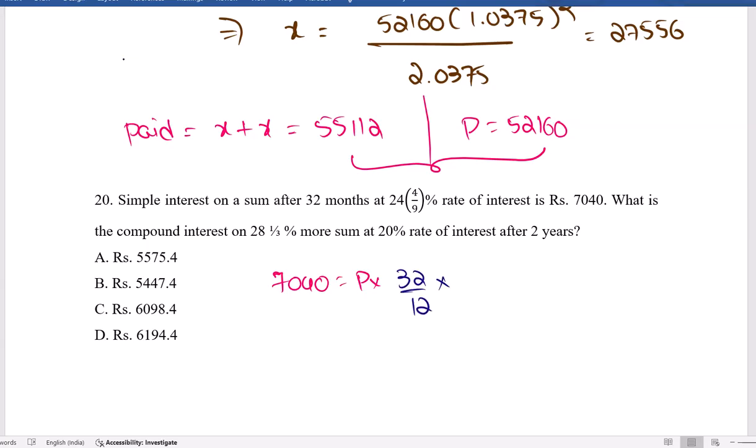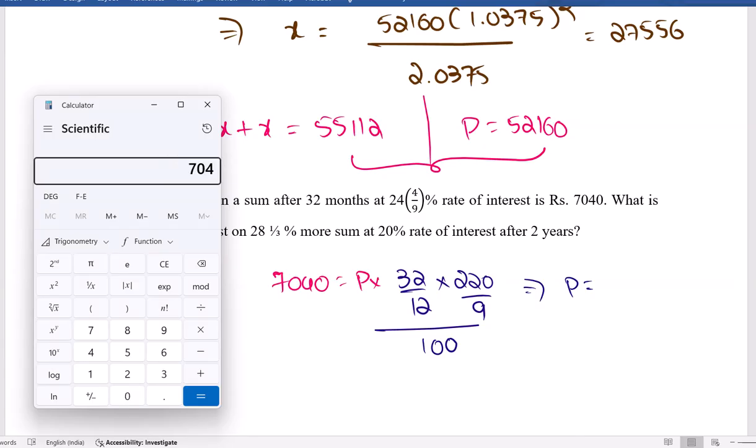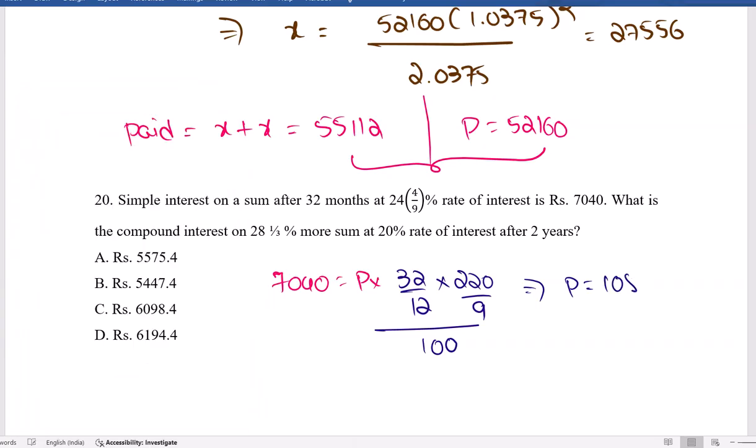Rate of interest is 24 4 by 9. 24 times 9, we can find it's 216 plus 4, 220 divided by 9, whole divided by 100. So we can calculate P here. 704000 divided by 32, divided by 220, multiplied with 12, multiplied with 9. So this is the principal, 10,800.